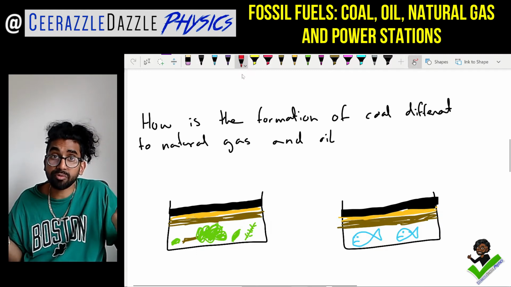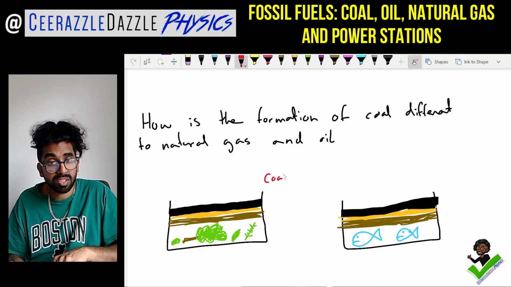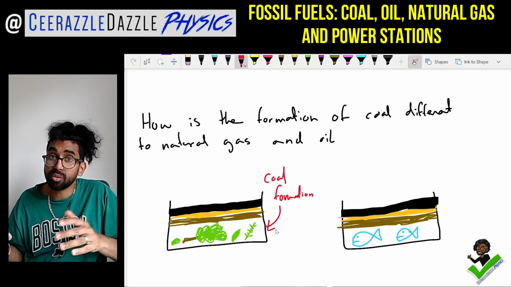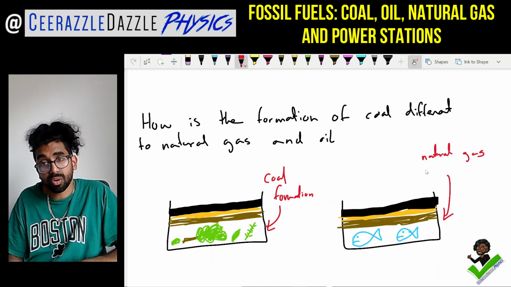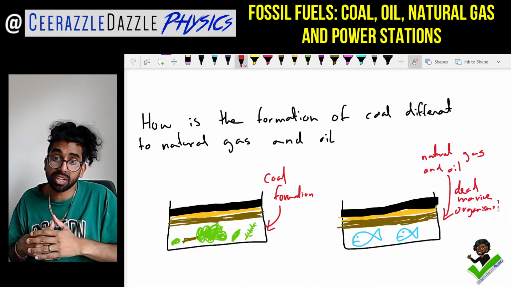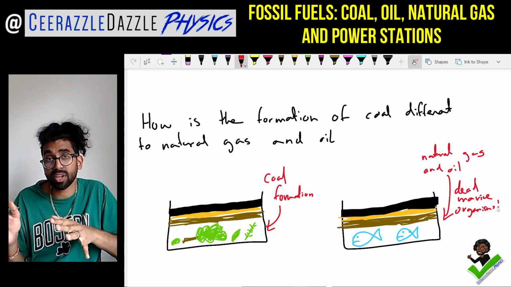Well, coal is formed from the remains of dead plants. So this one is coal formation, which creates it over here. Natural gas and oil is formed from the remains of dead marine organisms. So this one is natural gas and oil. Make sure you know the difference between the formation of coal and natural gas.